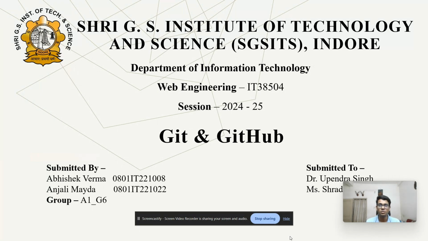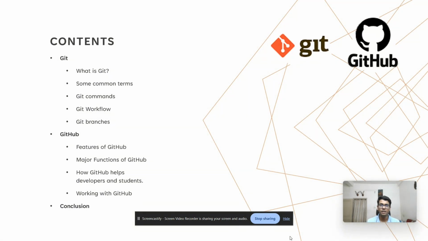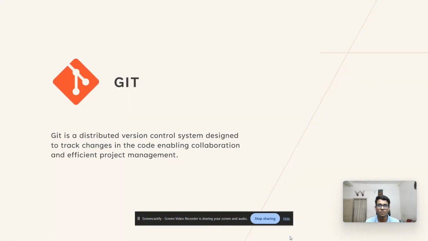Git and GitHub. So first I would be explaining Git and then I would be handing over to Anjali to continue with GitHub. So in this presentation we would be covering topics like what is Git, some of the common terms which we use while working with Git, basic commands of Git, and the workflow and branches in Git. And after that, in GitHub, Anjali would be covering the features of GitHub, the major functions of GitHub, and how it helps developers and students. And also, there would be a demo of working with Git. So first, let's start with what is Git.